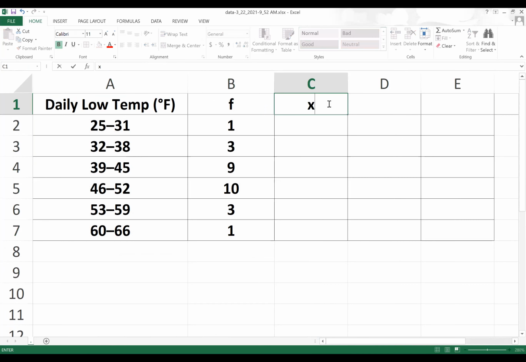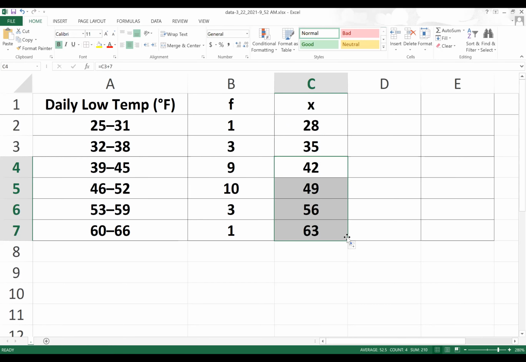Then we need to calculate the midpoint x. The first midpoint will be the average of 25 and 31, so I'm adding those two numbers and dividing by 2. The class width is 7, so the difference should be 7. Let's get the second one and confirm that. 38 divided by 2 should give us 35. Yes, because the difference is 7. From there, you can just add 7 to the previous one.